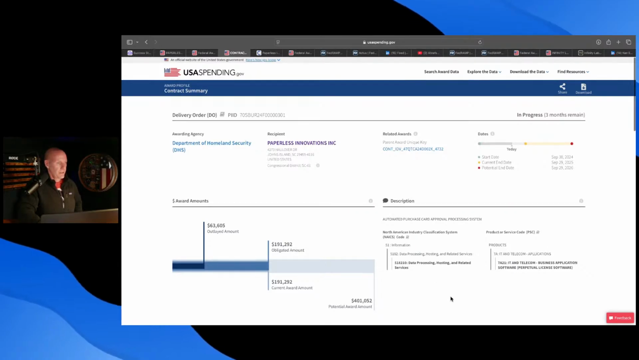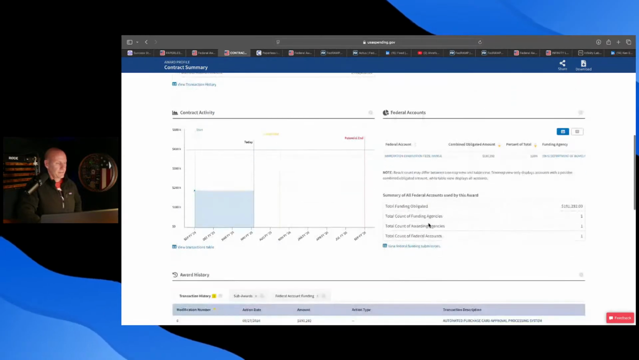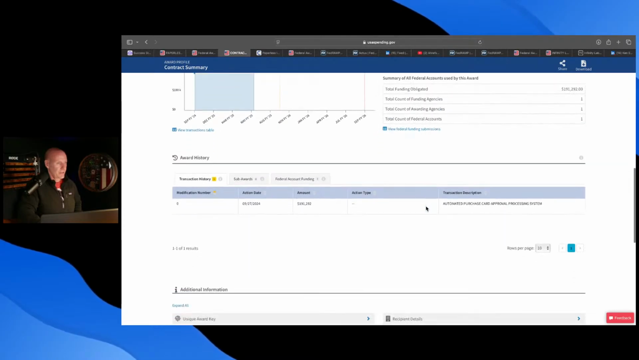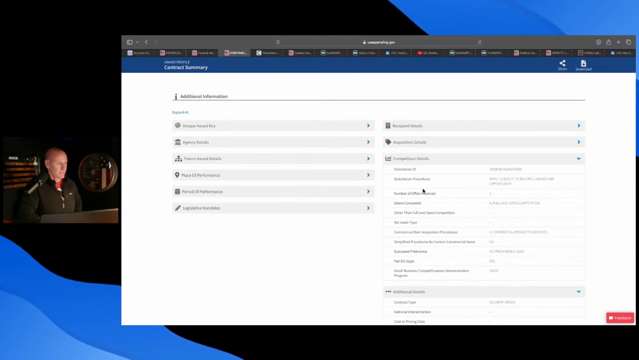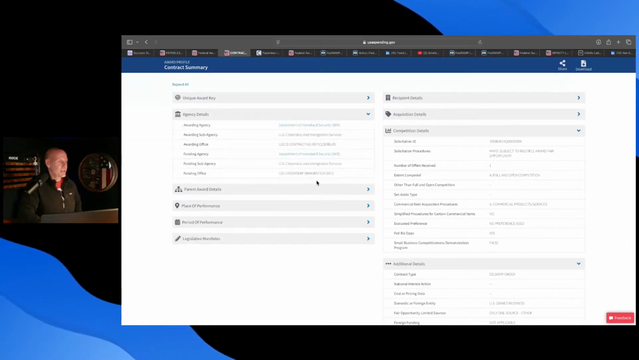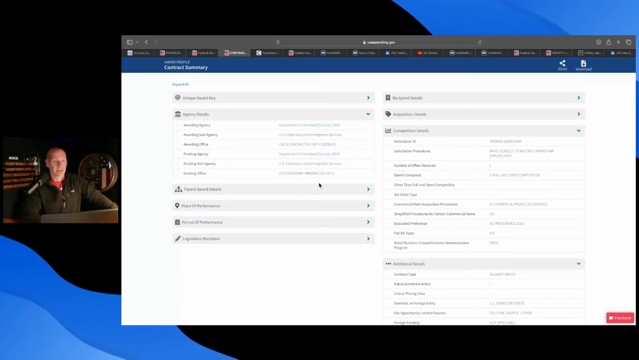Paperless Innovations, automated purchase card approval processing system. I think that's probably, again, what their software is helping with. Immigration examination. Full and open. This one was full and open competition. Only 1 offer received. Okay, so they won. Interesting. I say interesting because anything could have happened there. The solicitation could have been written for them. They just might have something so unique that nobody else has it, right?